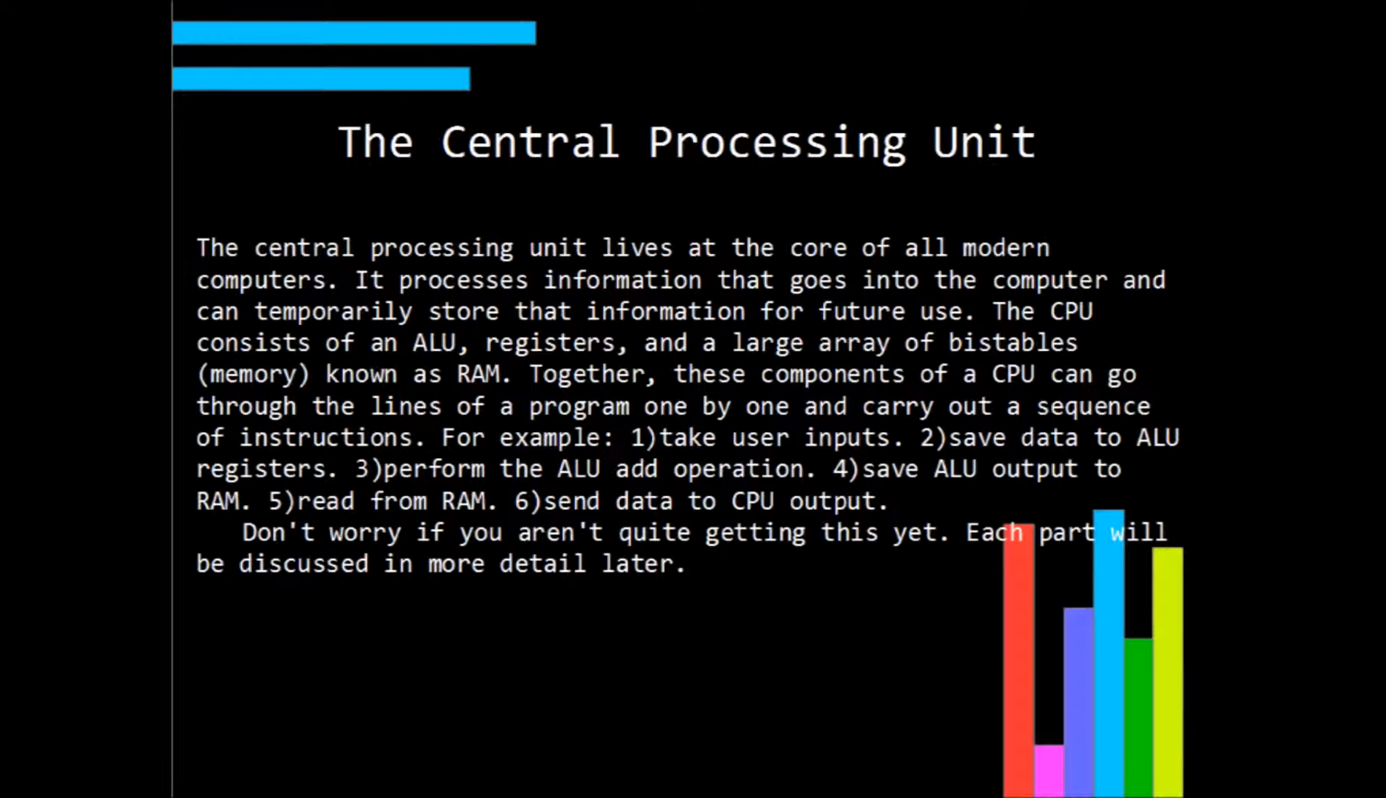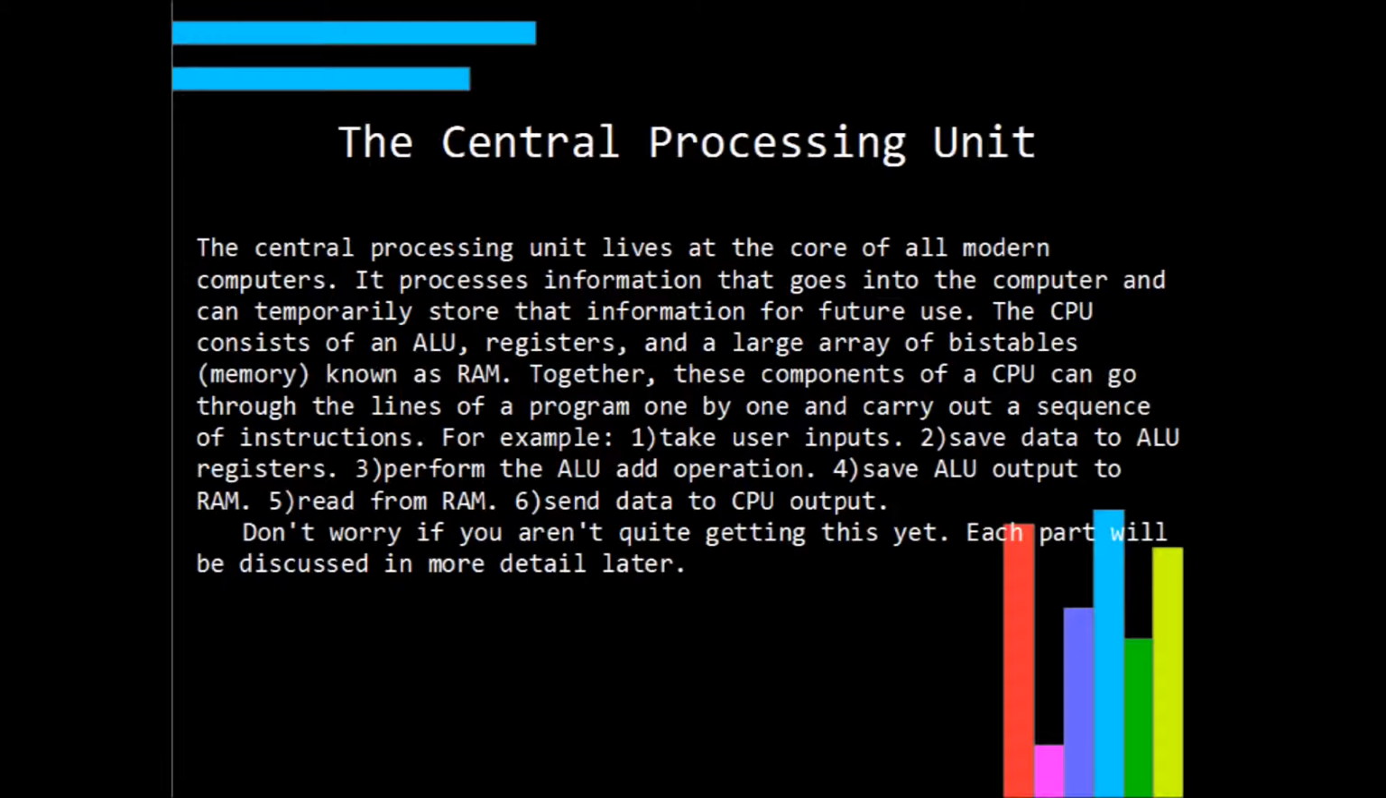CPU stands for Central Processing Unit. The Central Processing Unit lives at the core of all modern computers. It processes information that goes into the computer, and it can temporarily store that information for future use. The CPU consists of an ALU, some registers, and a large array of bistables, so basically memory. This is known as RAM.